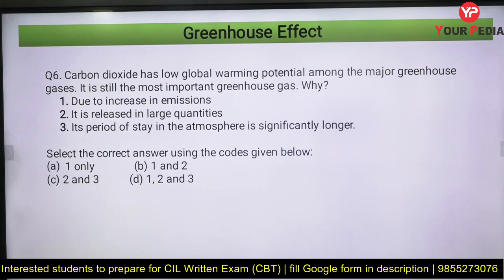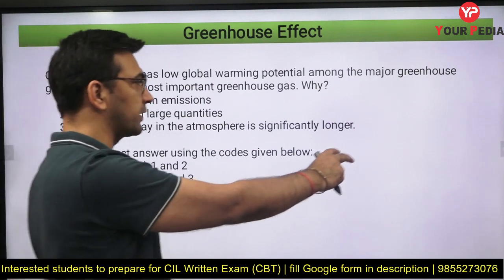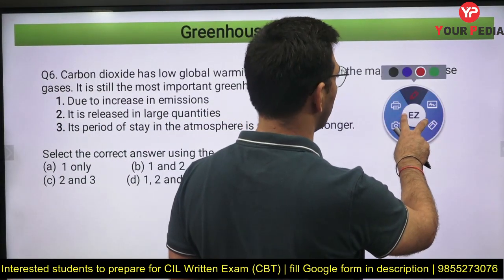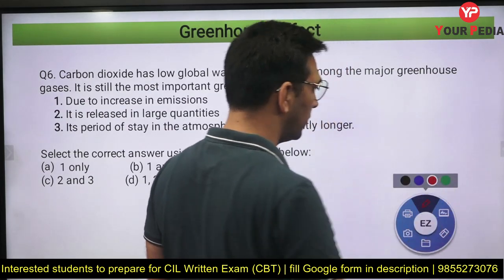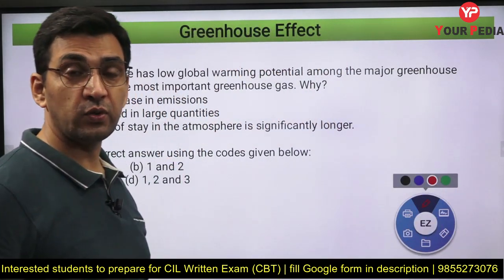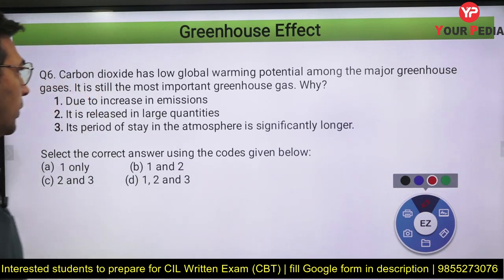Carbon dioxide has low global warming potential among the major greenhouse gases, right? It is still the most important greenhouse gas. Why do we say this? We keep talking about carbon dioxide only. Every time we are talking about carbon dioxide only. Why is it that way? Though we know that it is not the most potent, not as dangerous as, let's say, methane. So why do we talk about it?